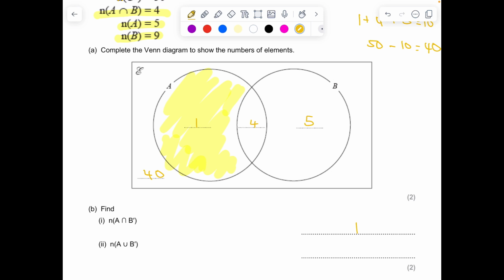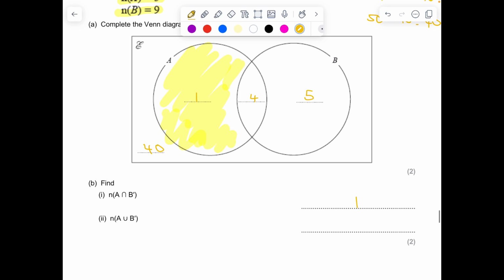Okay? Now the next one is saying they want the number in A or not B. So let me just use a different colour for that one. So A or not B. So this one, we want it in A. So remember, we want to count. We have to be careful here.